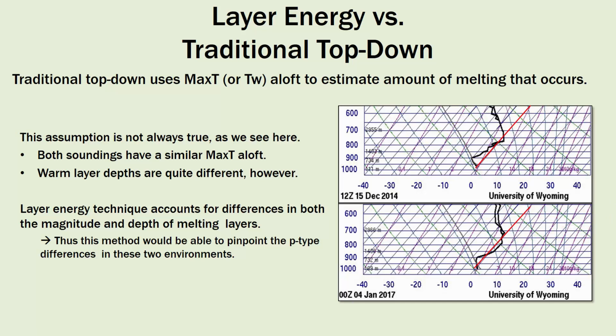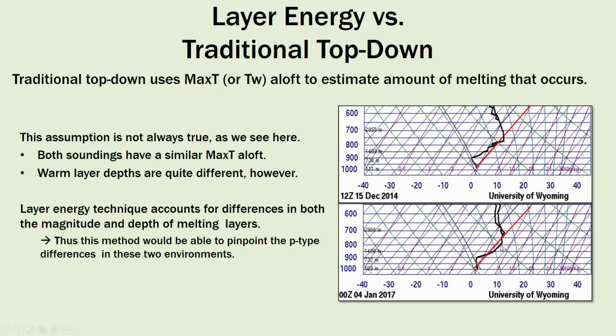Alright, so a little bit about the layer energy versus the traditional top-down. Overall, you're still kind of doing the same thing you would with the traditional type. You need to know if there's ice presence in your cloud. But the one thing that is different is, again, the fact that we need to know how much melting and potential refreezing energy we have in our profile.